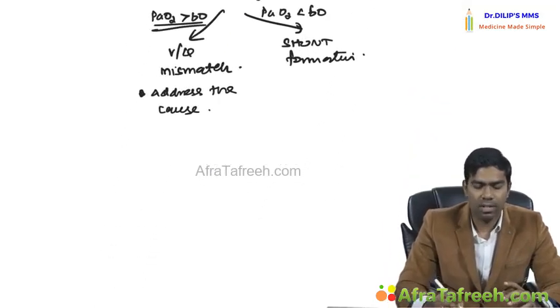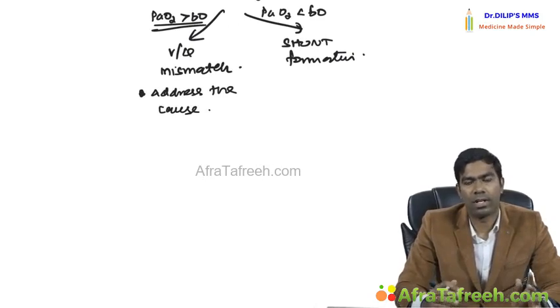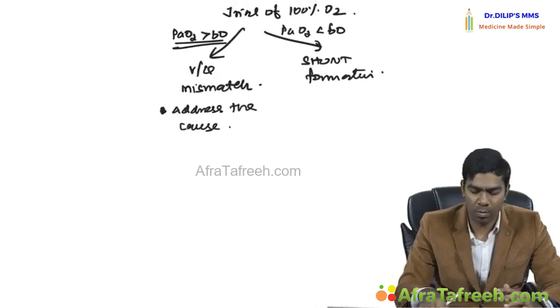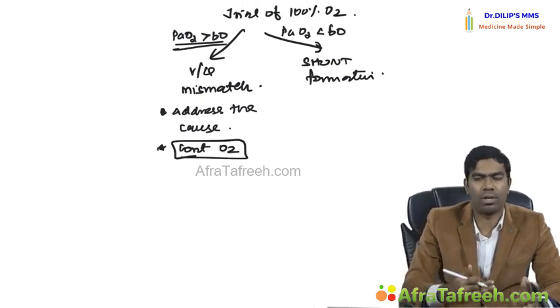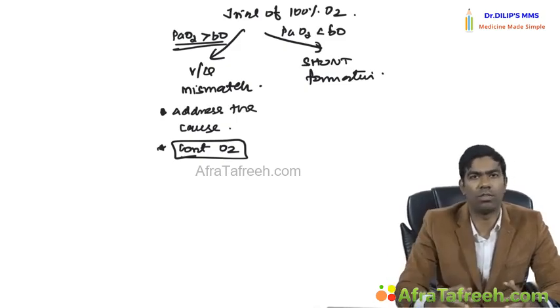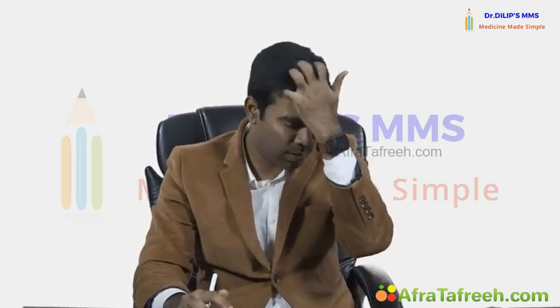So since oxygen itself is giving rise to a PaO2 of more than 60 in these patients, continue oxygen therapy, but try to reduce the oxygen and keep the oxygen at a very low level that maintains a PaO2 of more than 60. That's all, nothing else. So continue oxygen therapy and address the cause. If it's a pneumonia, treat the pneumonia. If it's pulmonary embolism, treat the pulmonary embolism. If it's an obstruction, treat with nebulization and all the bronchodilators and all.